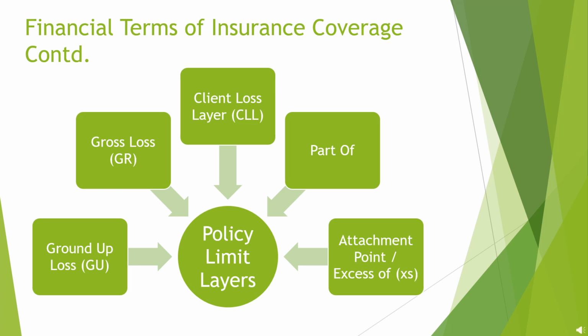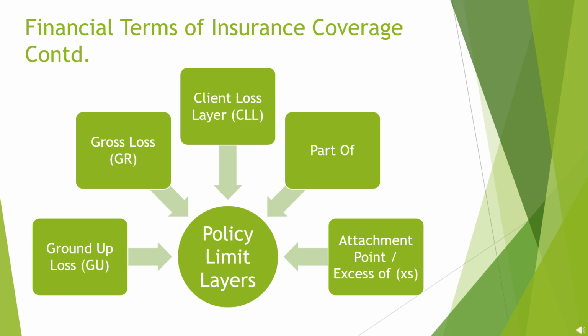Now it's time for understanding the term part of and attachment point, also known as excess of. First is part of, which is the amount of the entire policy layer, a vertical slice. Don't worry, we are going to see a visual representation of each limit layer to understand this properly. Let's move to attachment point before the visual representation. Attachment point or excess of is the amount, in addition to the deductible, at which policy begins to take loss.